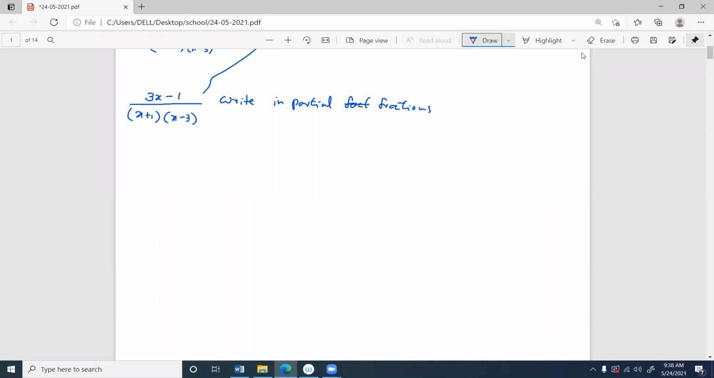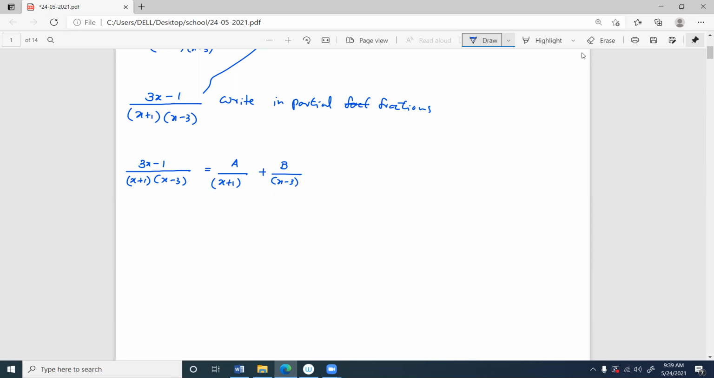How to do this question today? You can say 3x minus 1 over x plus 1 into x minus 3, and we can break it into two fractions. You can break this denominator in this format: x plus 1 and x minus 3. Then write the numerators with some letters you like. You can put A, B, P, Q, whatever you like.